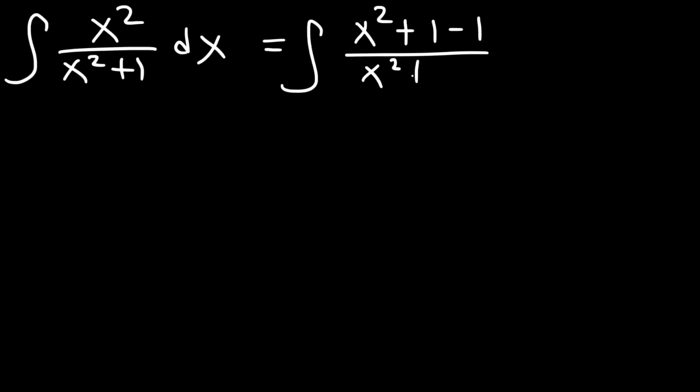The reason why we can do this is because the value of the numerator hasn't changed. It's still equal to x squared. x squared plus 1 minus 1 is x squared. 1 minus 1 is 0. 0 plus x squared is still x squared.